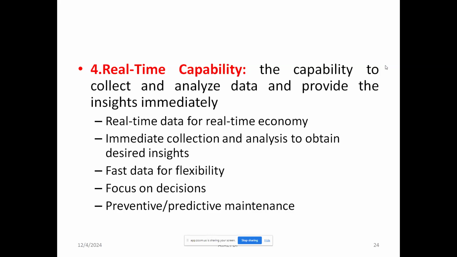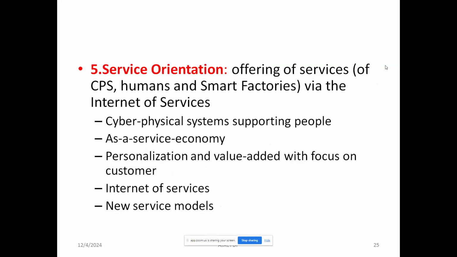And next one, service orientation. Industry 4.0 offers various services via Internet of Things. In IoT, Internet usage is very essential. So cyber physical system supporting various kinds of people at various places as a service economy, and personalization and value added with focus on the customer based upon the demand driven. And then Internet of services is very important, and we are able to provide various services by introducing new service models.